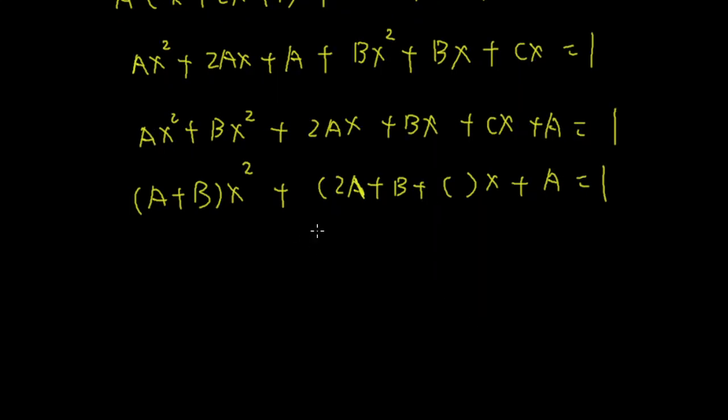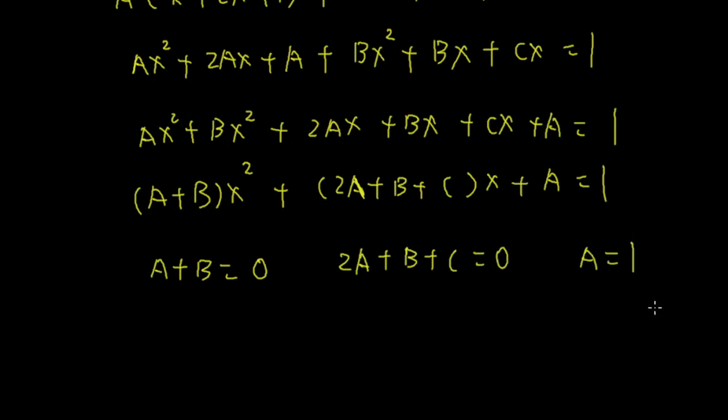Okay, now look at this. On the right side, there's only a constant 1. And on the left side, a is a constant, so a is equal to 1. But both of these x terms are zeros, and they have to be zeros. In order for this x squared term to be 0, the coefficient needs to be 0. So we can say that a plus b is equal to 0. And here, 2a plus b plus c is equal to 0.